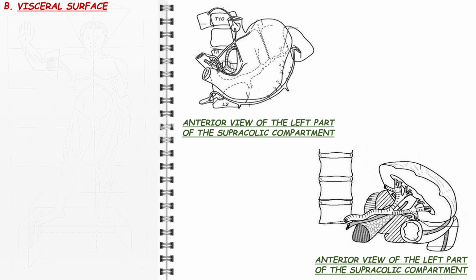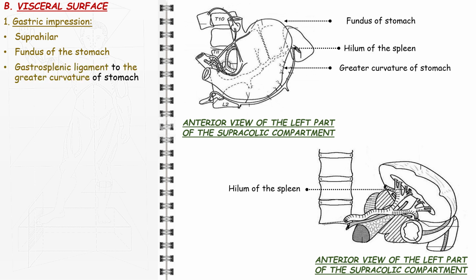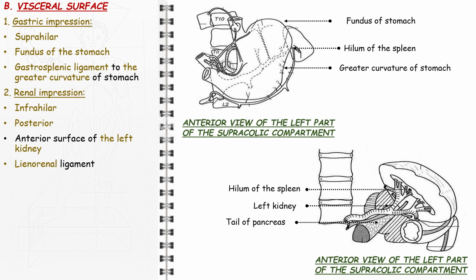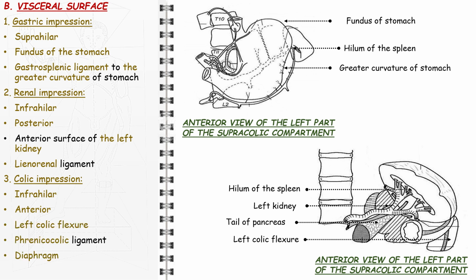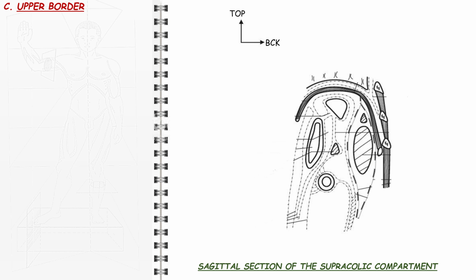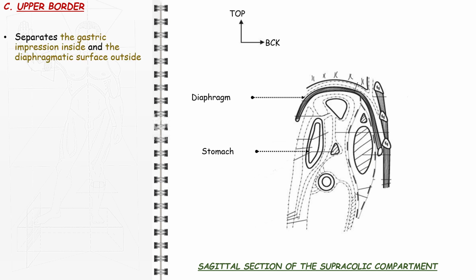The gastric surface is the impression of the fundus of the stomach. It is suprahilar and is attached to the greater curvature of the stomach by the gastrosplenic ligament. The renal impression is infrahilar and posterior and is attached to the anterior surface of the kidney by the lienorenal ligament. The colic impression is infrahilar and anterior and is attached through the colic flexure to the diaphragm by the phrenicocolic ligament. Its upper border is recognized by its notch below the anterior abdominal wall of the left hypochondrium and separates the diaphragmatic surface from the gastric impression.